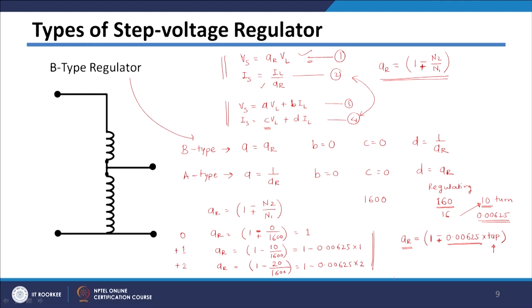So when we want to raise the voltage in case of B type regulator, you need to use the minus sign, and when we want to reduce the voltage, or for negative taps, you need to use the plus sign. That is why minus plus. So minus is used for raising the voltage at the secondary side, and plus is used to decrease the voltage on the secondary side.